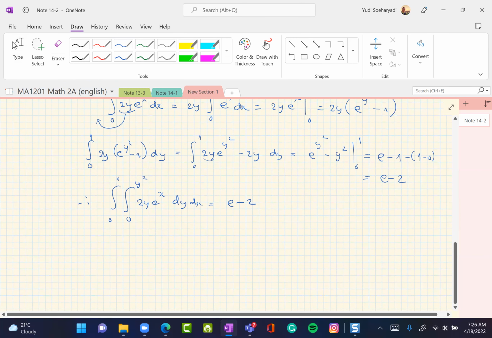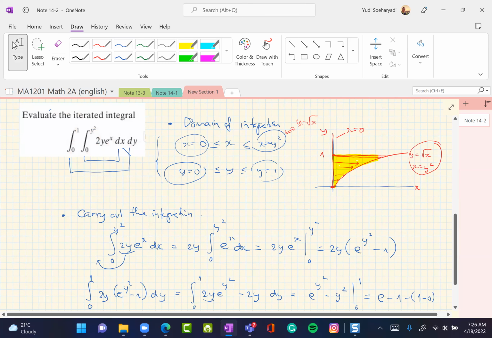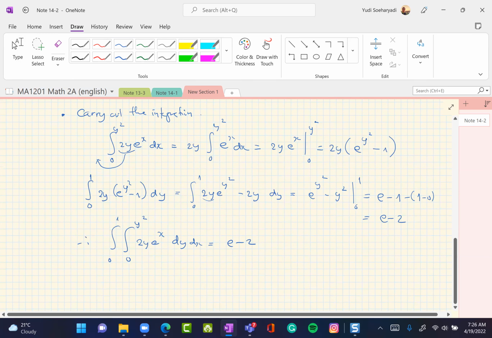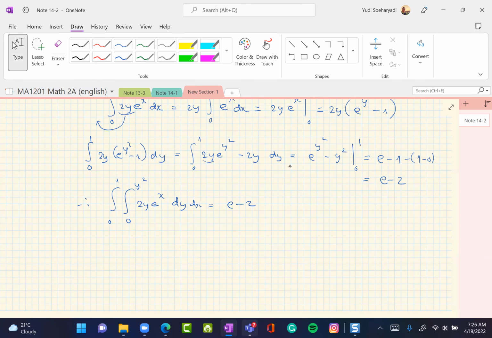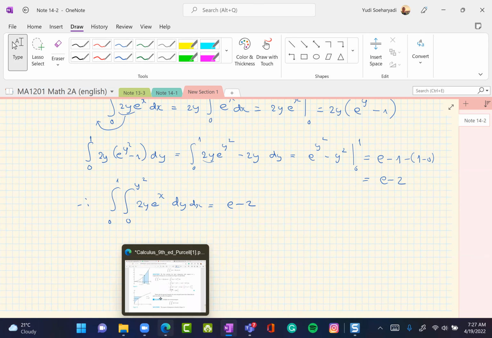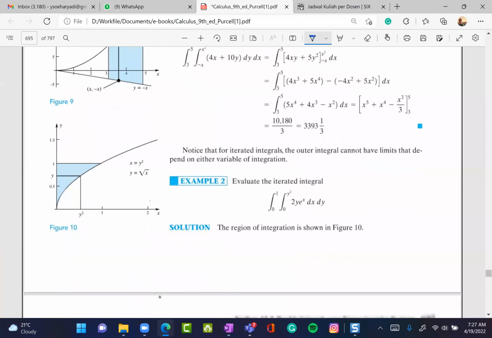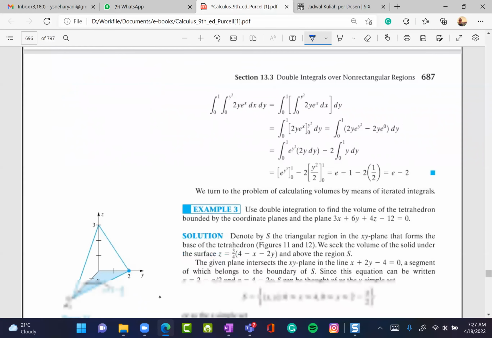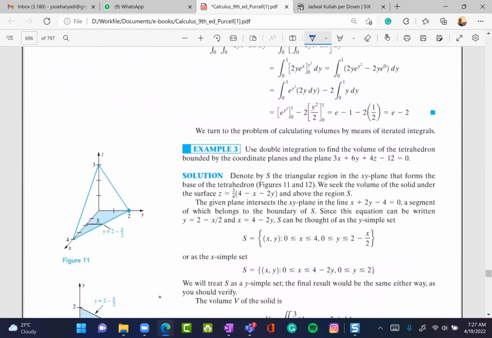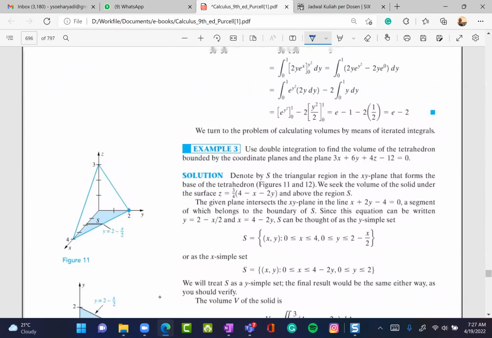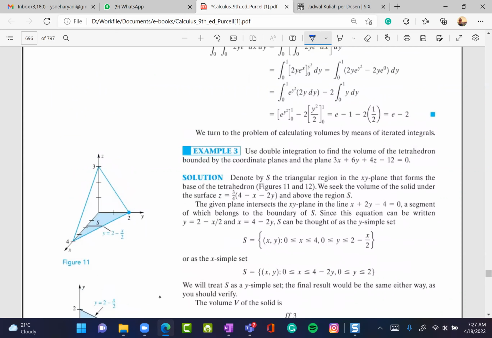Okay, so the thing here is, why do we need to recognize or graph the domain of integration? All right, so let's see. Let's go again to this. All right, so let's do example 3.